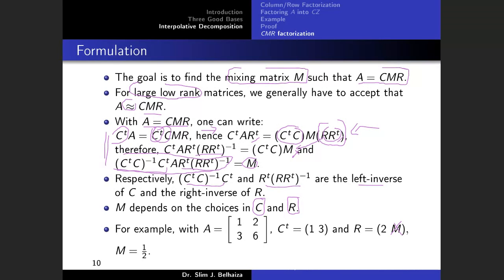A is 1, 3, and 2, 4, I think. 2, 4. Okay, so let's work with this example and see what happens. If I write A, first of all, I can write it like with the usual CR factorization. Okay, I can write it as 1, 3. And you notice that this is a rank 1 matrix because the second column is exactly twice the first column. So I can basically use one single column and multiply it by 1, 2, right? Is that okay?